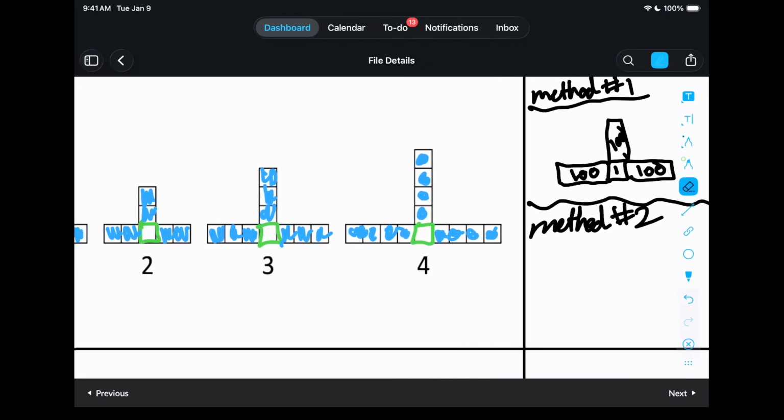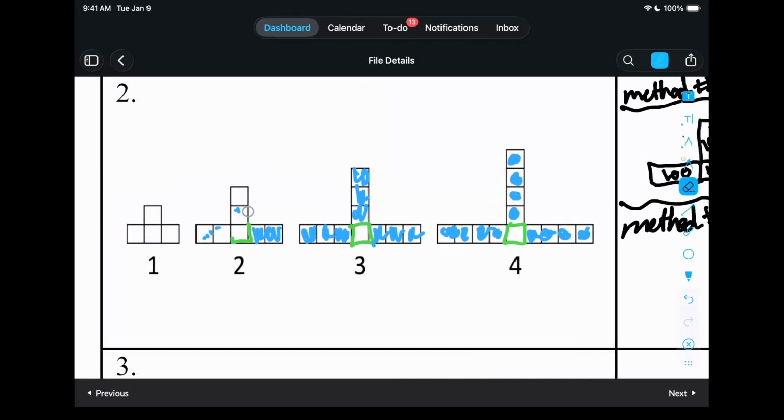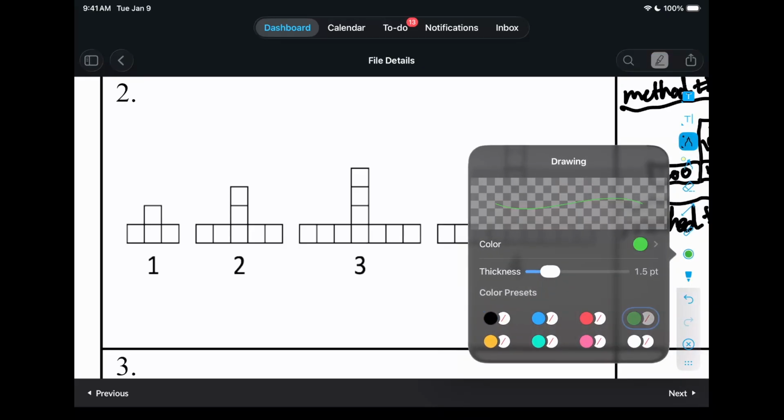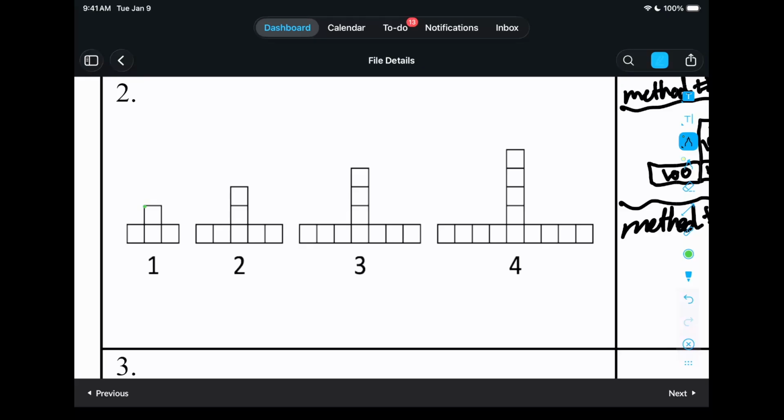The other way is if we do what we had first and highlight out the whole thing. The whole thing.